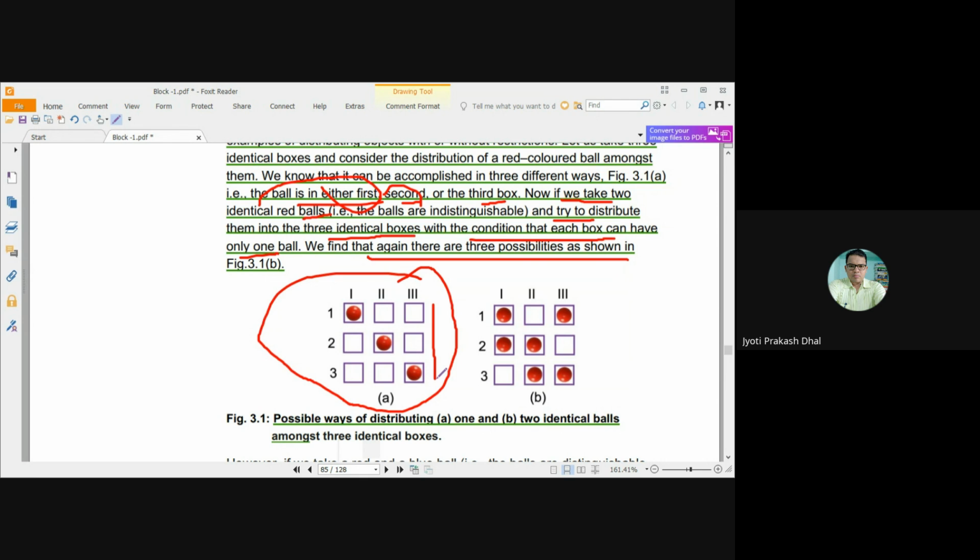And the second figure deals with the condition that you have to distribute two different balls in three identical boxes, and two balls in a particular box is not allowed.